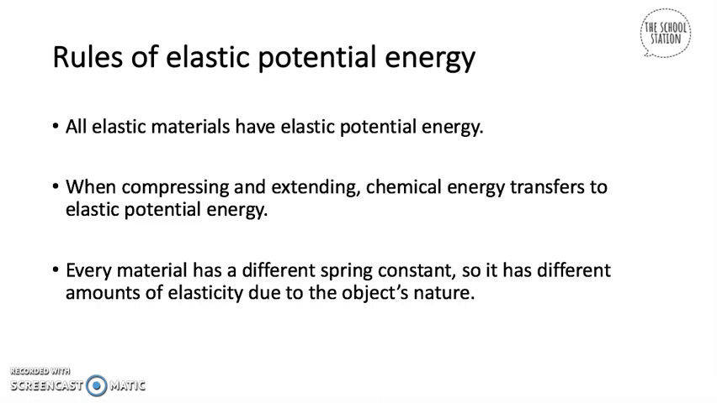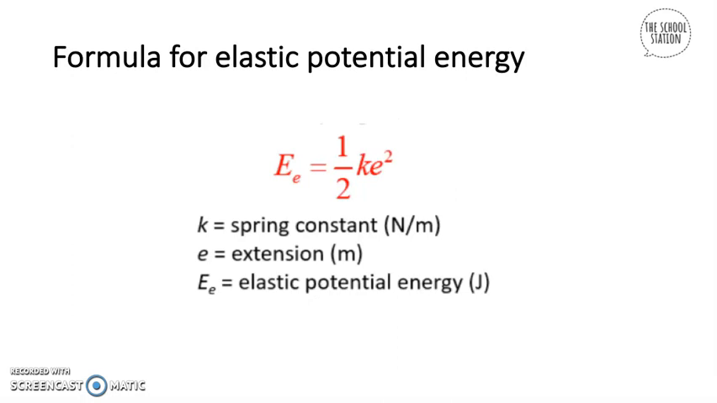Now that we know about the rules of elastic potential energy, we can talk about how to actually calculate elastic potential energy during the exam. There is a formula to calculate it, and this is E with a small e equals 1/2 times k times e squared. K stands for the spring constant, which is measured in newtons per meter. And e stands for the extension, but e can sometimes be written as x, so it really doesn't matter. I will be talking about these two terms later on. And E_e is elastic potential energy, which is measured in joules.